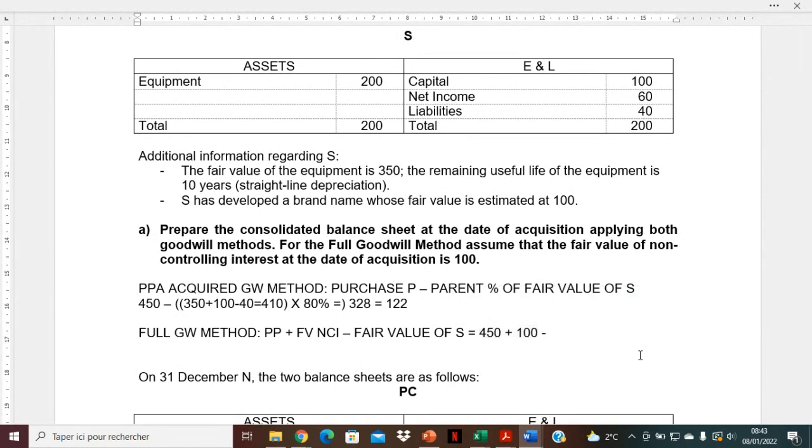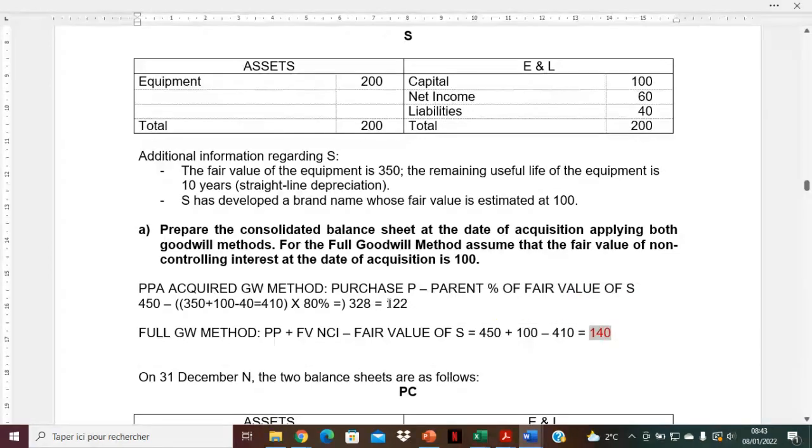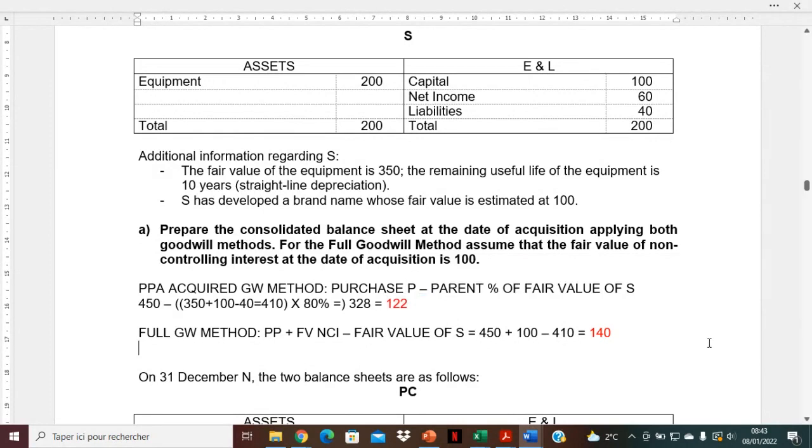And I will deduct the fair value of S. Well, the fair value we have already calculated, and it's 410. So I deduct this, which means here now I have an acquired goodwill of 140. All right, so the full goodwill is 140, the acquired goodwill is 122.